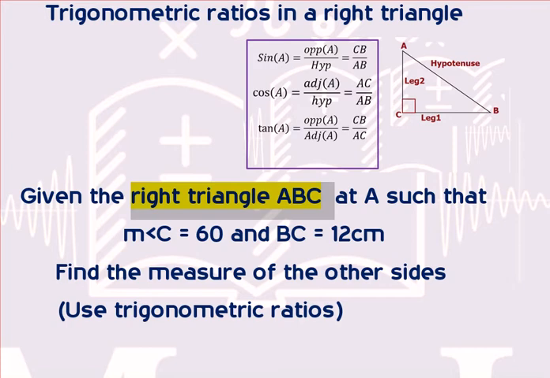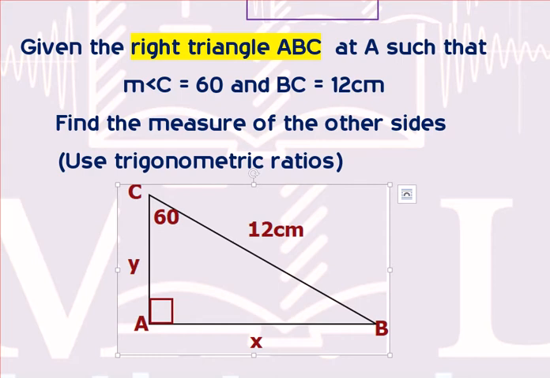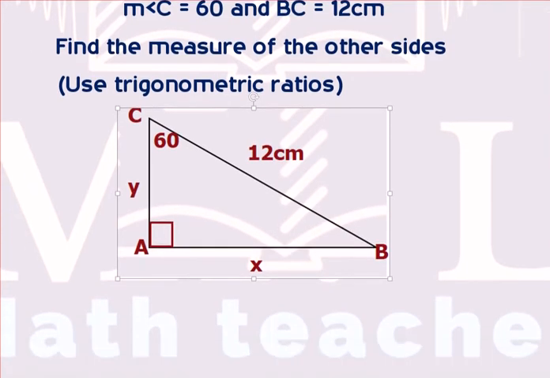So I'll draw a right triangle ABC, and it's clear that this triangle is right at A as given, and BC is equal to 12 centimeters, and the measure of angle C is equal to 60 degrees. And I called the sides AB and AC, X and Y. And of course the question here is to use the trigonometric ratios to find both X and Y. So first of all, let me start with X.